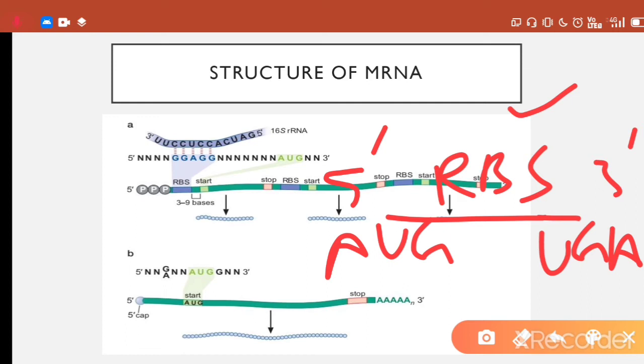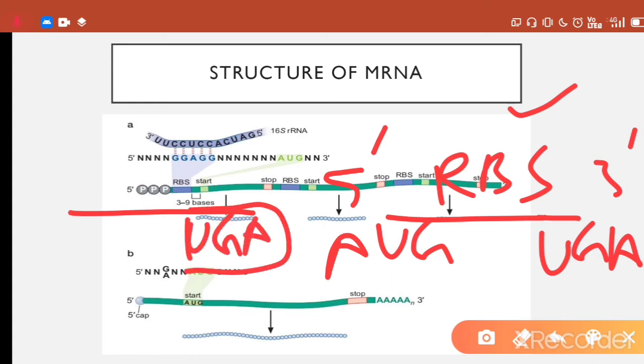in a polycistronic message. As we know, prokaryotic mRNA consists of more than one ORF and can bind more than one ribosome at a time, so it is called polycistronic mRNA. And in this case, here will be another open reading frame, which will have here UGA, the stop codon, and here the AUG.